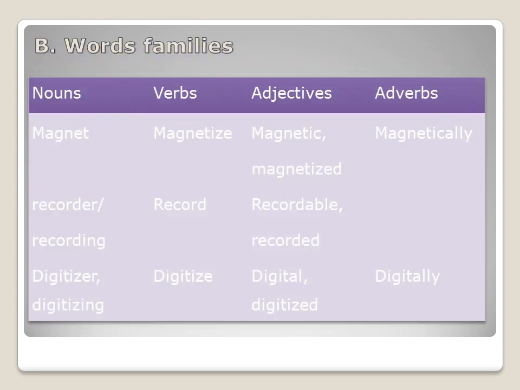Building word families by adding suffixes involves understanding how suffixes modify the meaning or grammatical category of a base word. If you look at these examples, you can build a word family for the word magnet. By adding the suffix -ize, it will be the verb magnetize. Adding -ic gives us the adjective magnetic, and magnetically as an adverb.